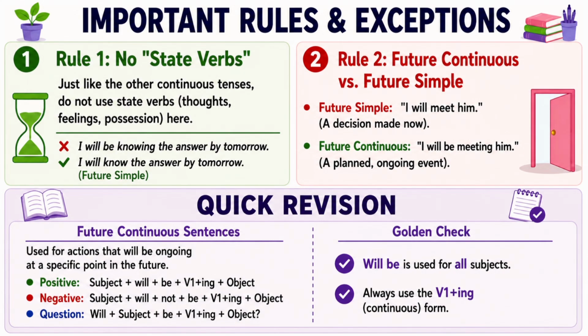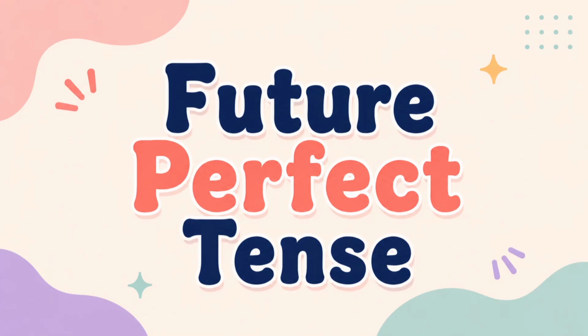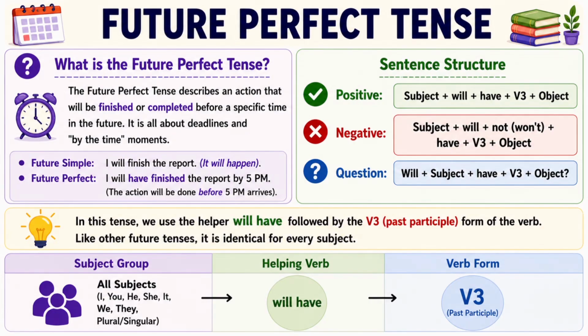Now that you have understood the future continuous tense, let's move on to the future perfect tense. The future perfect tense describes an action that will be finished or completed before a specific time in the future. This tense is mainly used when we talk about deadlines or something that will be completed by a particular time. Let's understand this with a simple comparison.